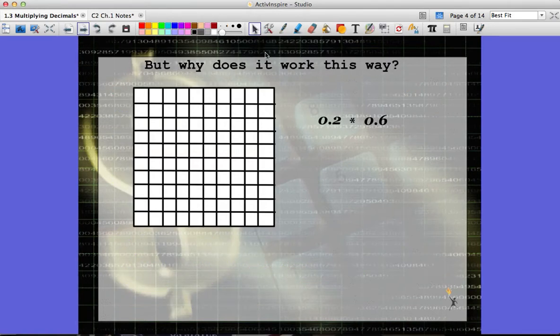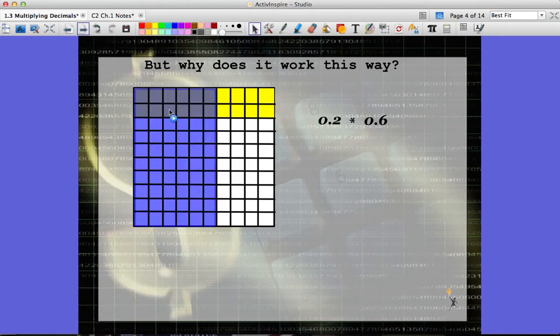I know it seems a little bit odd that our number actually got smaller when you think of decimals, but this is how multiplying by decimals works. So you take 2 tenths, so here's 2 tenths in our case, and you take 6 tenths. And the area that they have shaded in together is your answer. So there's 1, 2, 3, 4, 5, 6, 7, 8, 9, 10, 11, 12 that are shaded in together. Therefore, our answer is 12 hundredths because that's how many it's out of.